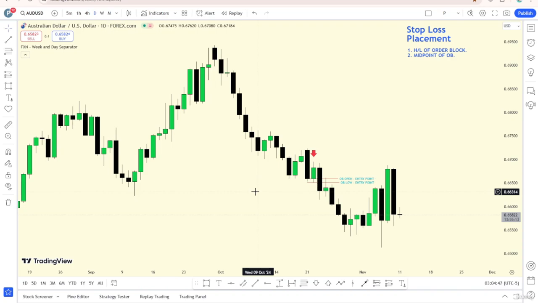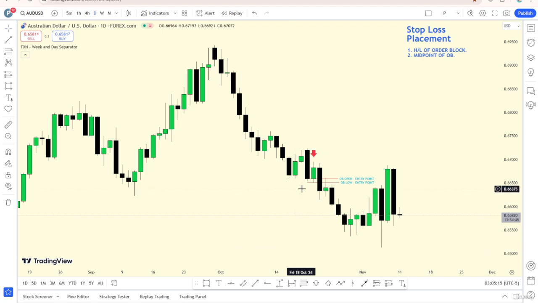So in this lesson, we're going to look at how you can place your stop loss using the order block trading strategy. Basically, the rule is simple. You either place your stop loss at the high or low of the order block, depending on whether you're bullish or bearish. Another area you can place your stop loss is just above or below the midpoint of the order block, so not the exact midpoint. I'll just demonstrate what I mean by this.